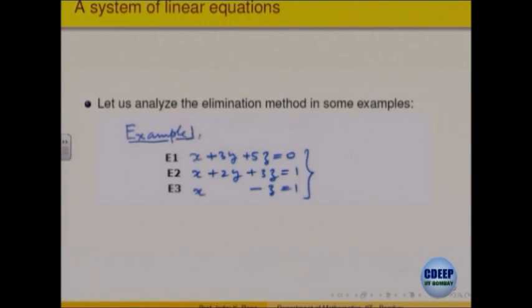Let us look at this simple example, and then we will try to formalize this. The example is x plus 3y plus 5z is equal to 0, x plus 2y plus 3z is equal to 1, and the third equation is x minus 3z equal to 1. I have labeled these equations as E1, E2 and E3. The idea is to try to eliminate. Already in the third equation y is missing, so let us try to eliminate the variable y from the other two equations also. That is the idea.